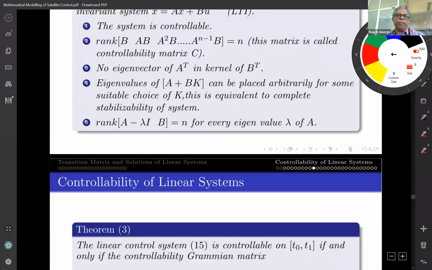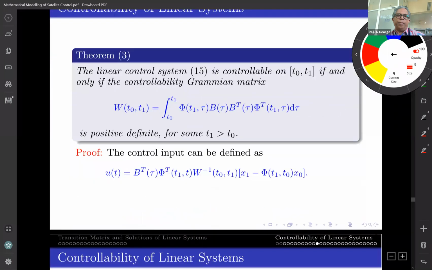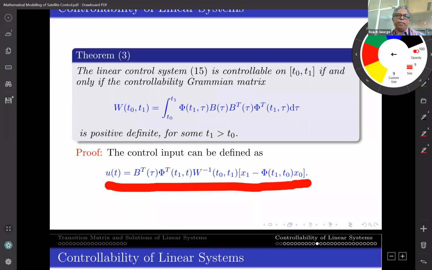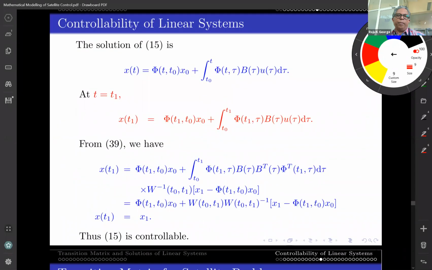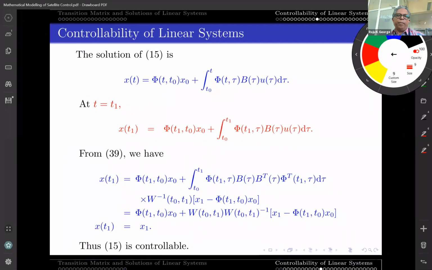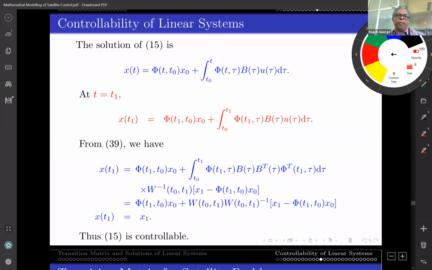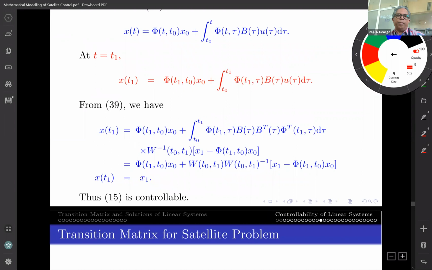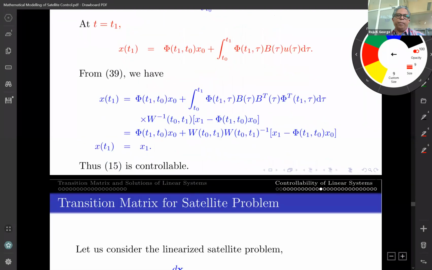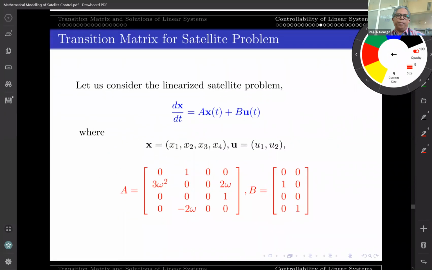The advantage of the controllability gramian is that you can also compute the control, and the steering controller is given by this expression. We have the steering controller ready in that case. This is a verification that if this is a given control u(t) and you plug it into the system, it satisfies the conditions. If you evaluate it at t equals t1, you can show that the value of the state is x1.